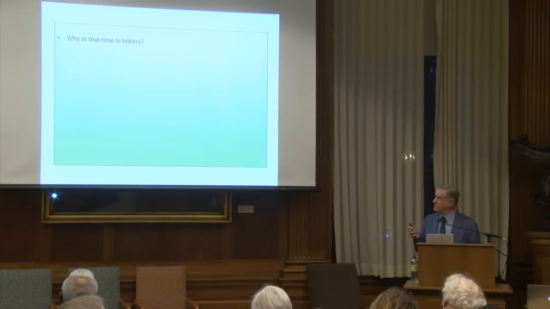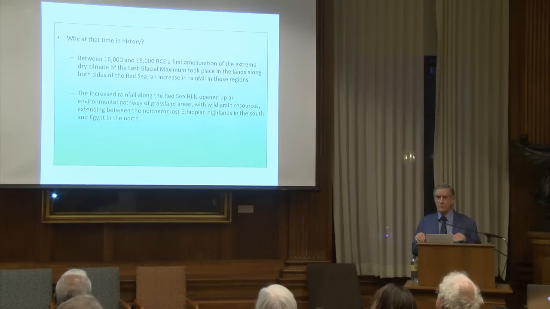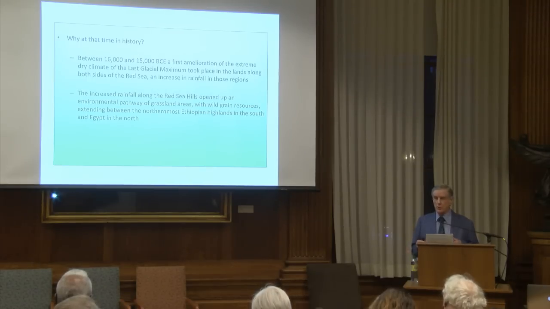Well, in that very period, between 16,000 and 15,000 BCE, the first amelioration of the extreme dry climate of the glacial maximum began in areas along both sides of the Red Sea, in the form of somewhat increased rainfall, enough rainfall on the African side and on the Arabian side during that millennium to support an expansion of grassland steppe.